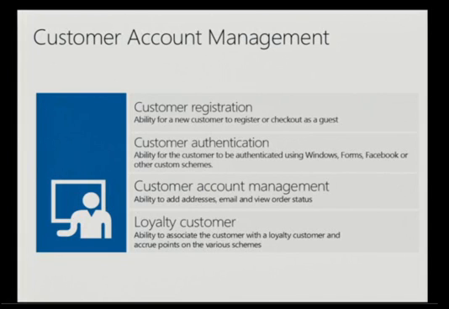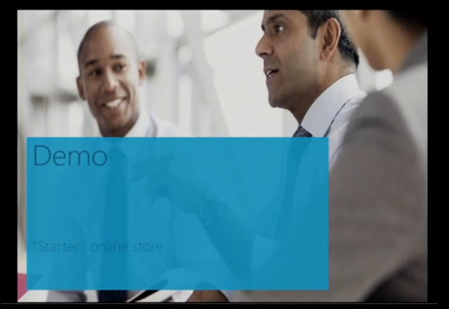The next thing is we allow basic customer account management. That's certainly extensible, but today you're able to add an address, for example. You're able to add an email, and you're able to view the order status. So some of these operations can be done from the online store. In addition to that, you can associate a loyalty customer and accrue loyalty points across various schemes. So this is basically the customer account management features that we support in the online store. With that, we'll move to the demo.